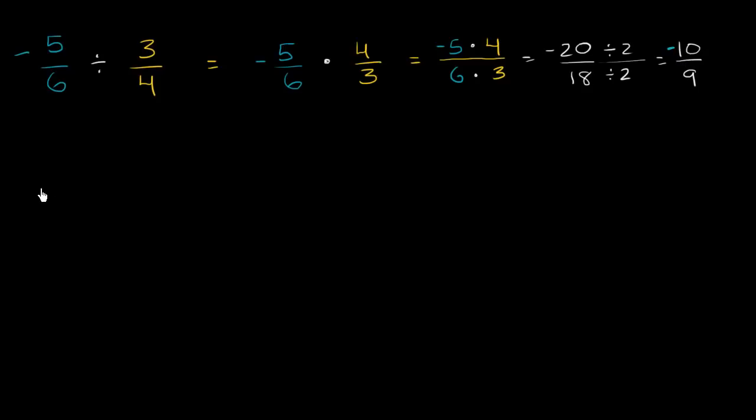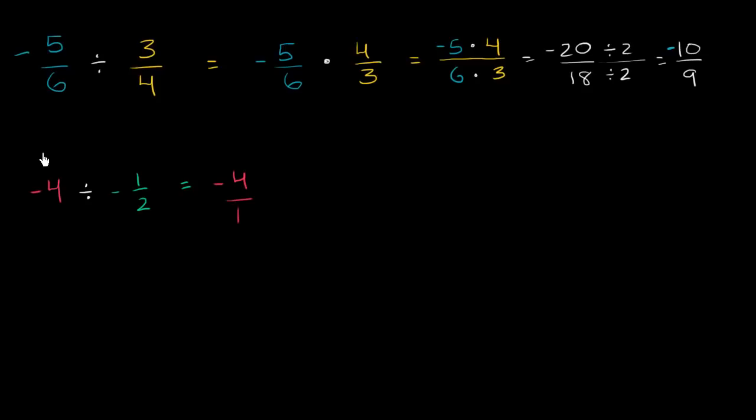Let's say that I have negative 4 divided by negative 1/2. So using the exact logic that we just said, dividing by something is equivalent to multiplying by its reciprocal. So this is going to be equal to negative 4. And instead of writing it as negative 4, let me just write it as a fraction so that we are clear what its numerator is and what its denominator is. So negative 4 is the exact same thing as negative 4/1.